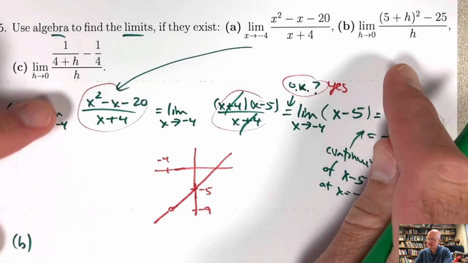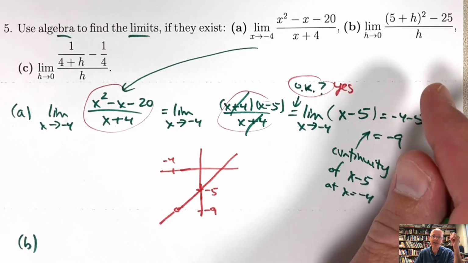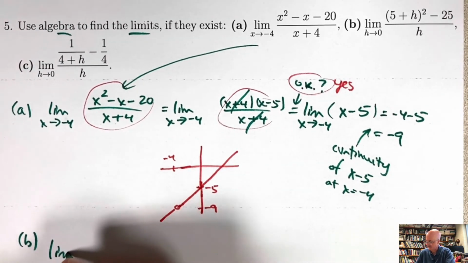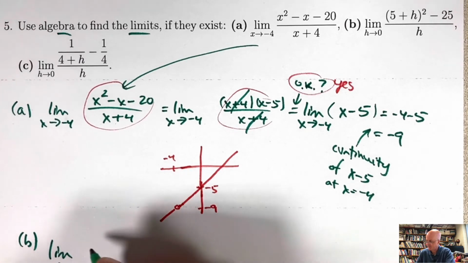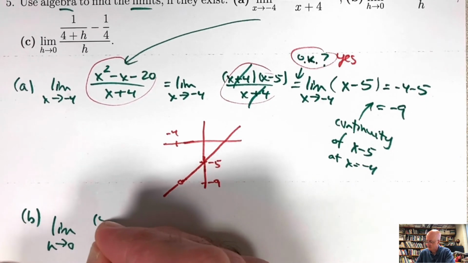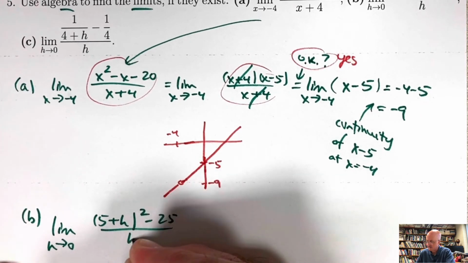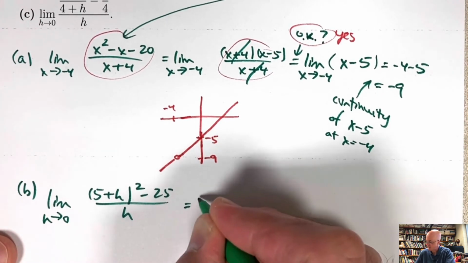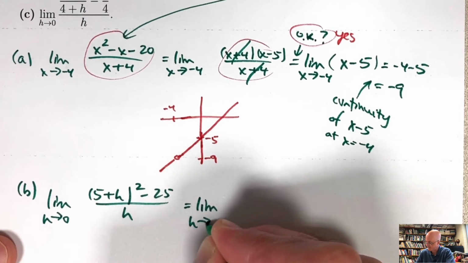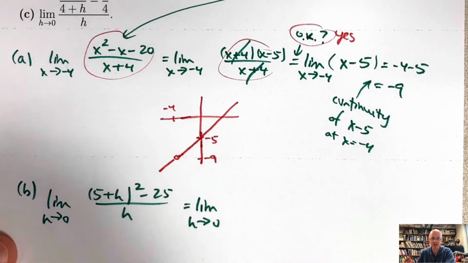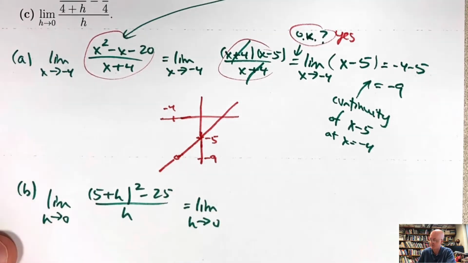These kind of limits that you see in B and C are going to come up a lot in calculus with derivatives. So they are worth getting a little practice with. So here's the one for part B. What you want to do is some algebra first. Expand the top here. You have to do 5 plus h quantity squared, meaning use the FOIL method, 5 plus h times 5 plus h.